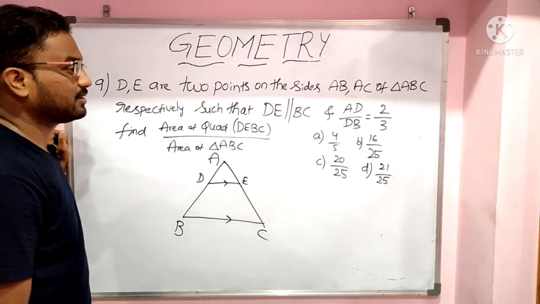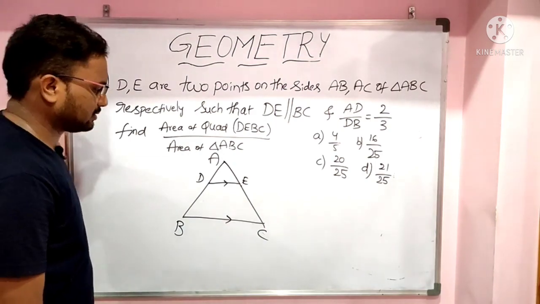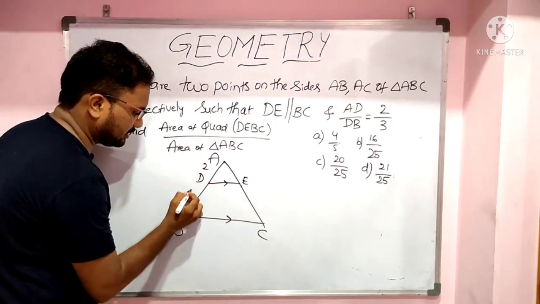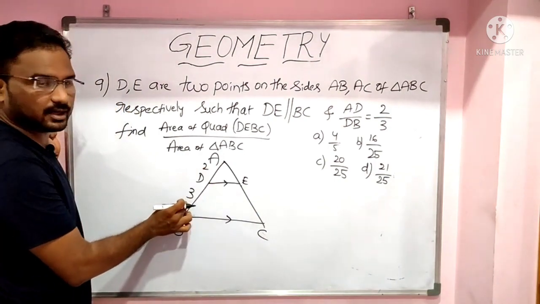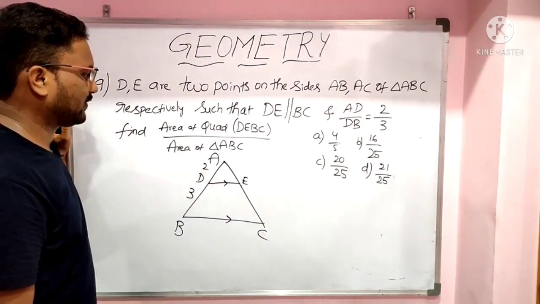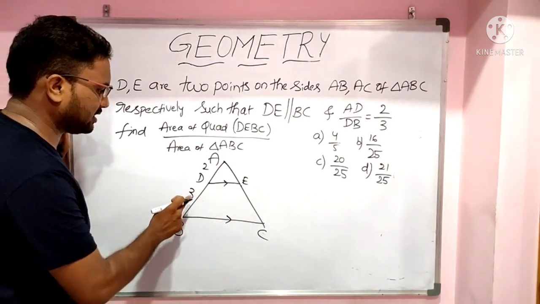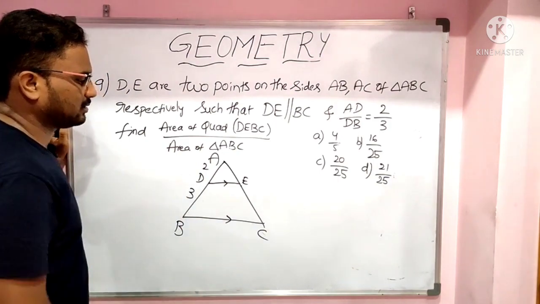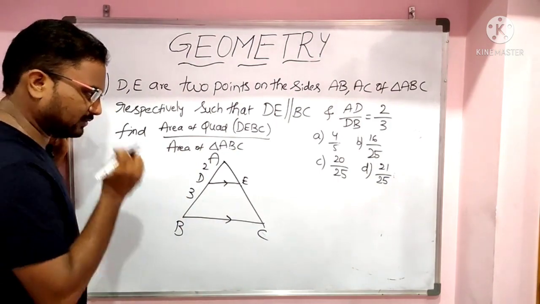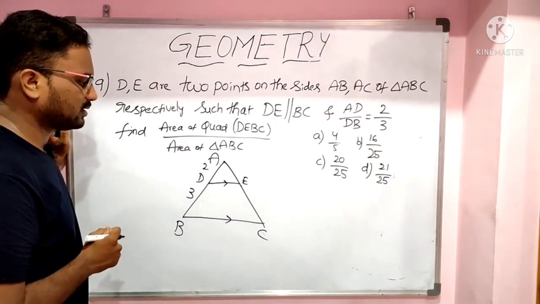AD by DB is 2 by 3. So this is 2 and this is 3. This is 2 parts, this is 3 parts. Okay. And we need to find the area of quadrilateral DEBC and the area of triangle ABC. So we need to find the ratio of these two.